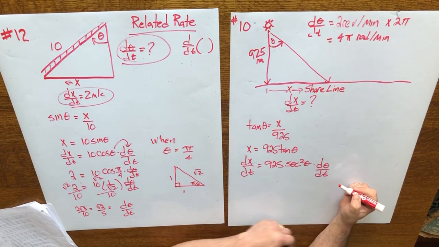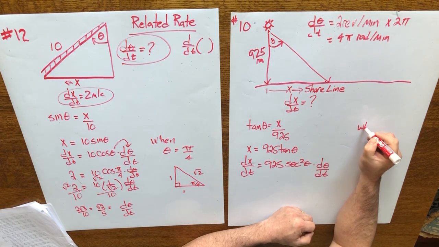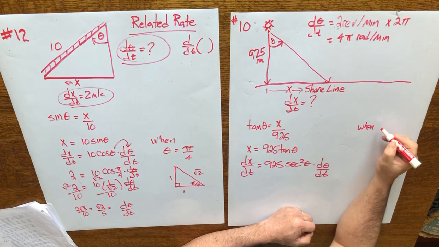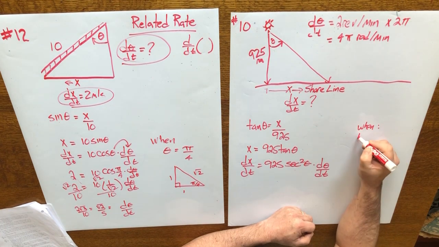So they give us two whens. The first when is when it's at the nearest point.